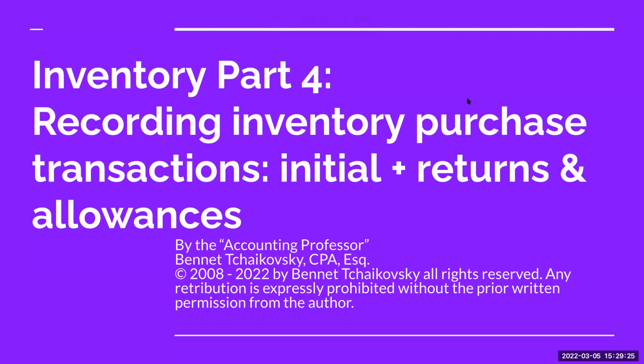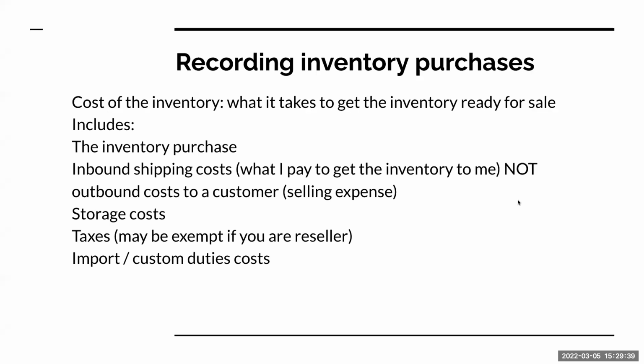So today we're going to be talking about the theory behind how we record inventory purchase transactions, the initial purchase of them, and also inventory returns, basically purchase returns and allowances. So let's talk about this. The cost of inventory is really what it takes to get that inventory ready for sale. Again, we are a reseller, we're buying and reselling. So we're going to talk about the inventory we're buying.